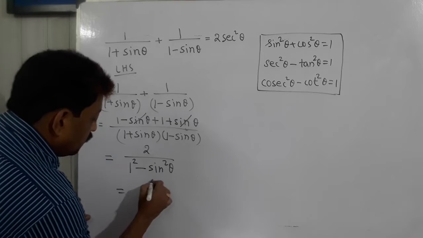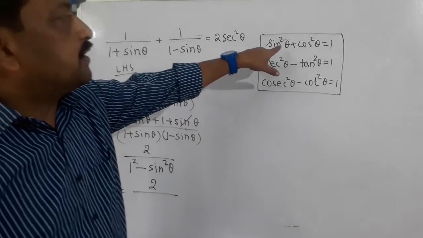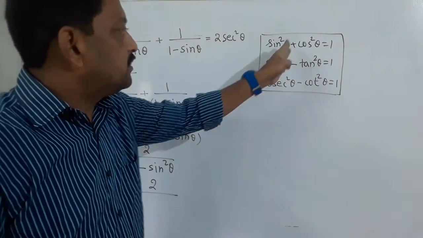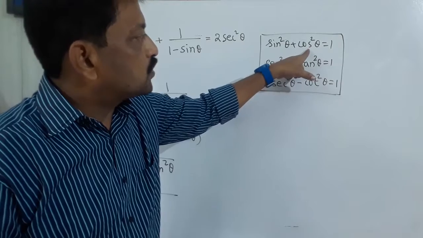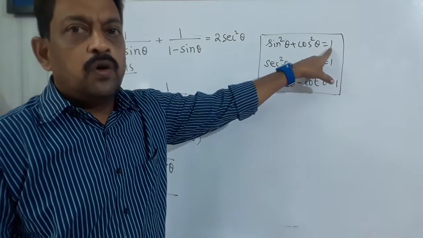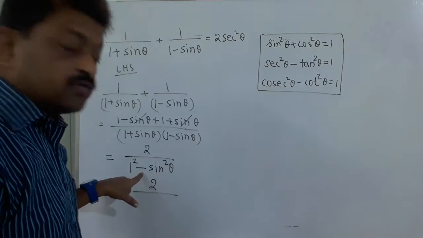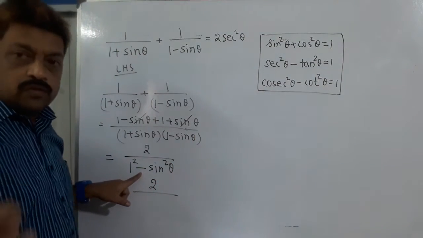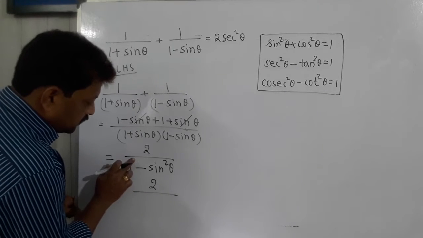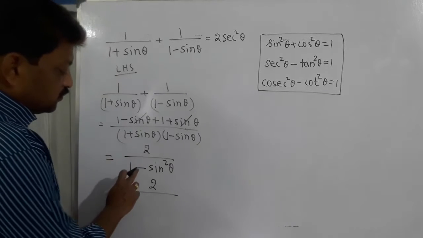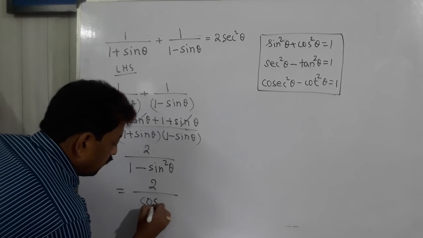Now 2 upon, what is 1 minus sine square theta? See this identity. If I take this sine square theta to the right hand side, then cos square theta is equals to 1 minus sine square theta. So in place of 1 minus sine square theta, I can write cos square theta. Here 1 square is 1 only, so I am removing this square. So 1 minus sine square theta can be written as cos square theta.